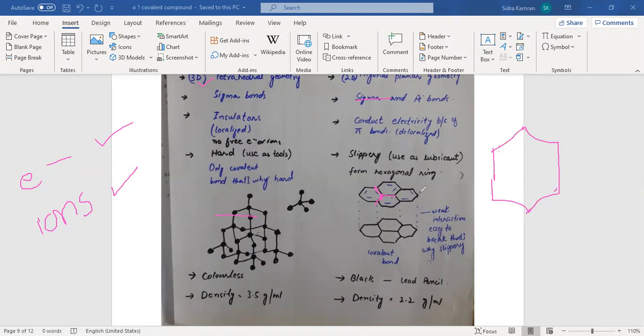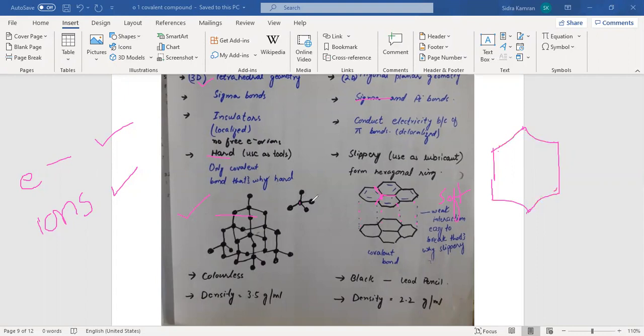So graphite is making layers. Between these layers there are weak intermolecular forces. Due to these weak intermolecular forces, graphite is soft. Due to the hard interlocked structure of diamond, diamond is hard, because of the interlocked structure and the strong covalent bonds. All the bonds in diamond are covalent bonds.